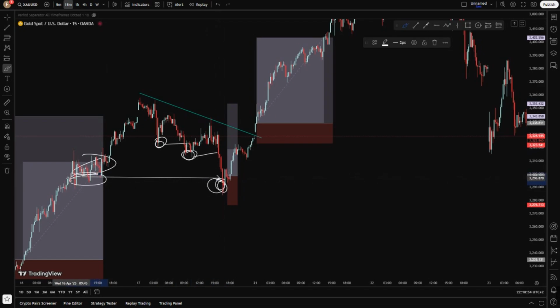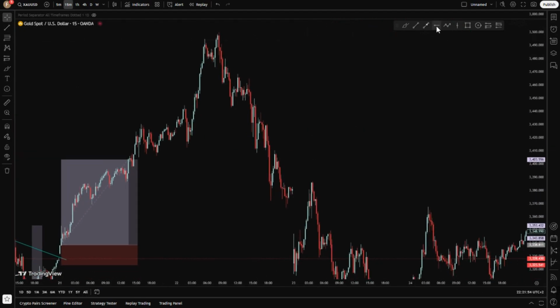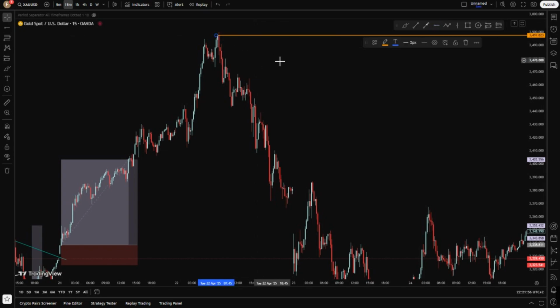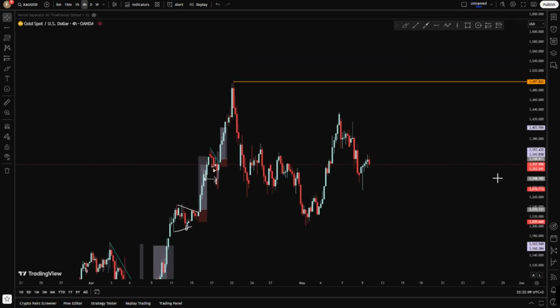Do you see the pattern? Each leg is hunting liquidity before making the move. And that gives us deeper confirmation of intent. Hope that makes sense. Now finally, price has created this new high right here. Let's switch back to the 4-hour time frame to get an overall view of the market.